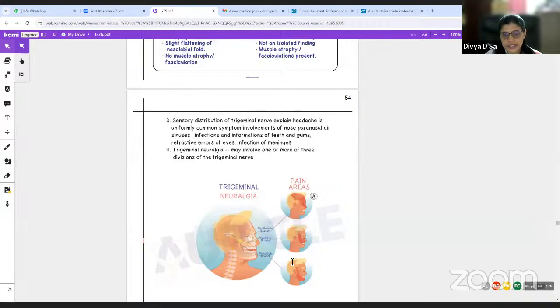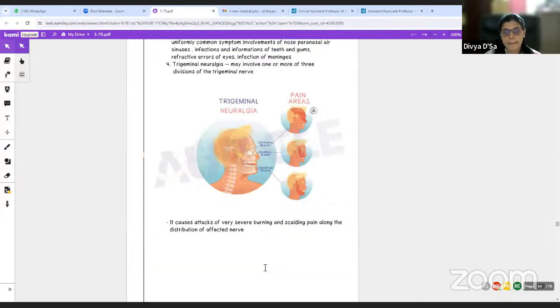Trigeminal neuralgia basically involves one or more divisions of the trigeminal nerve. Usually the ophthalmic and mandibular are affected. So at that time there will be pain in the region of that supply. It can cause severe burning and scalding pain along the distribution of the nerve. So along this distribution, wherever it is supplying, there will be very much pain.